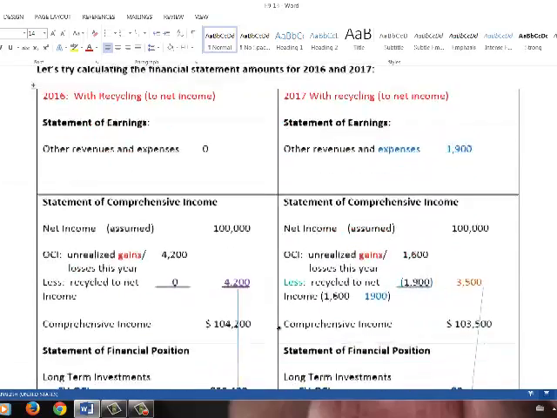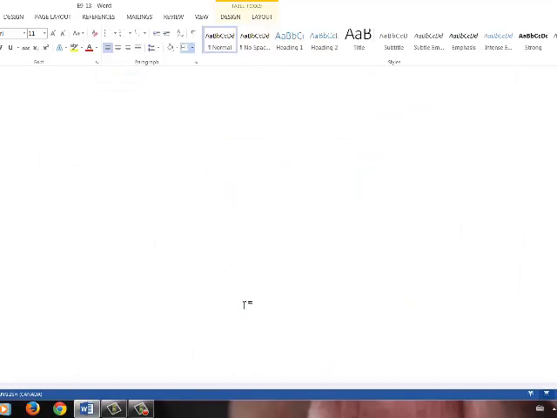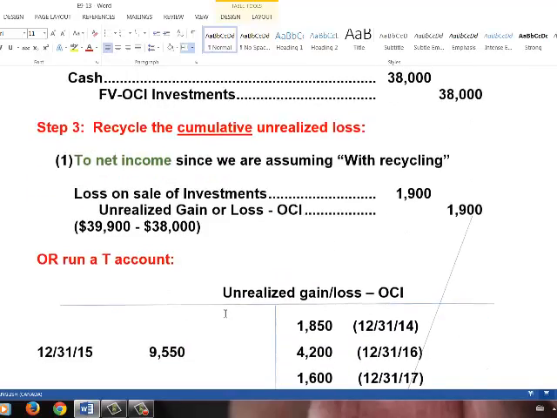The other thing you could have done if you wanted to, and that's what I've done here, is look at your AOCI balance from the beginning to the end of the year. And we know that the AOCI balance at the end of 2015, i.e. the beginning of 2016, was $7,700. And how do we get that? Well, again, you can go back to your T account if you want. $7,700 was right in here.